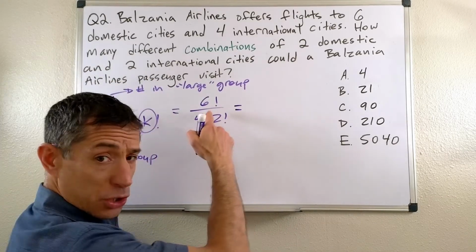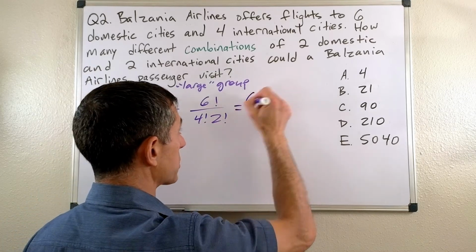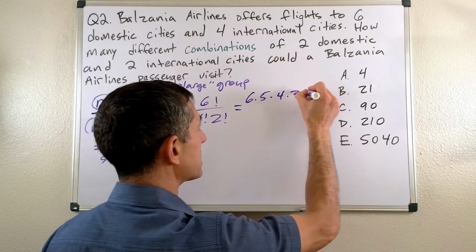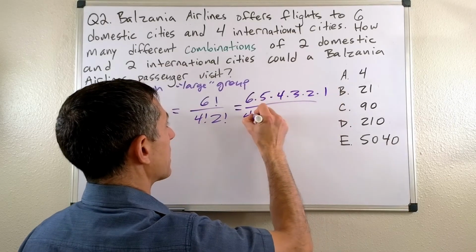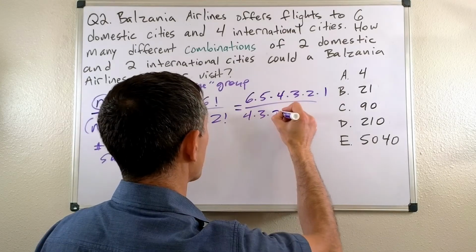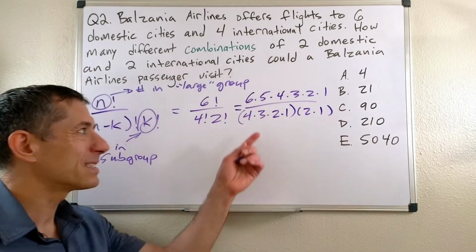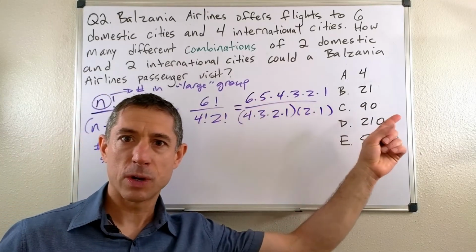Now, quick little thing here. You could write out all these numbers. That's not a habit I want you to get into. I'm going to do it here just so you can see what's going on. 6 times 5 times 4 times 3 times 2 times 1. I'm going to give myself a hand cramp because I love you. I'm not even going to charge you for it. 4 times 3 times 2 times 1 times 2 times 1 again. Notice that you could have canceled out the 4, 3, 2, 1 from the start.